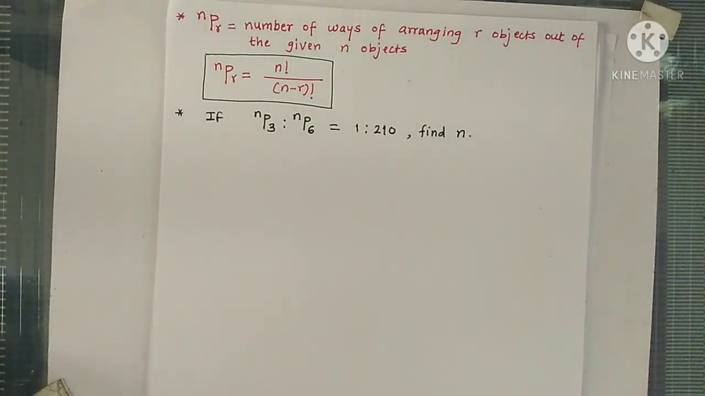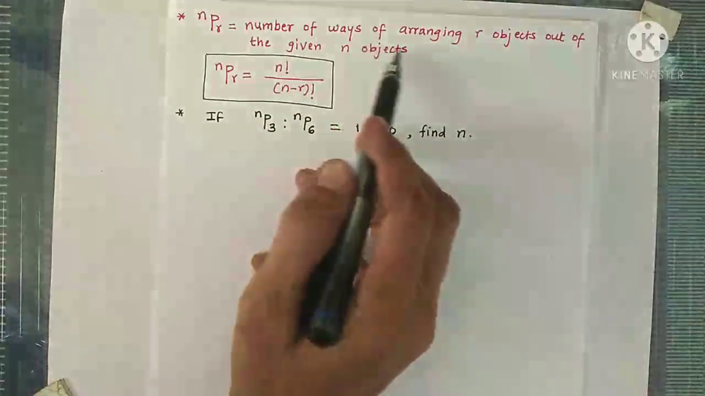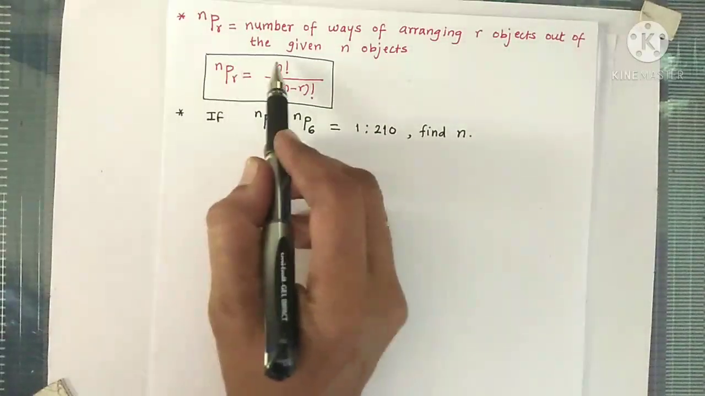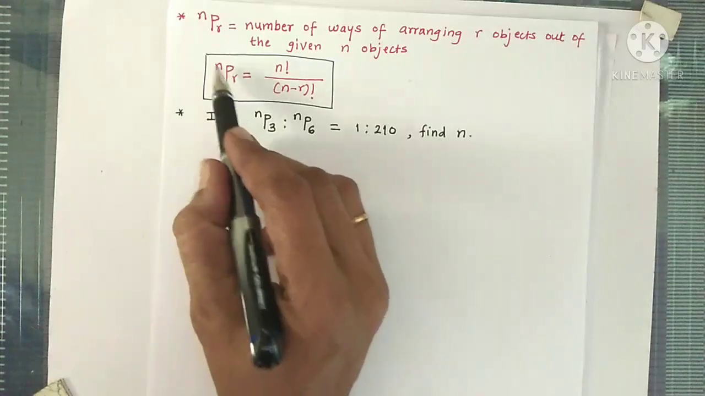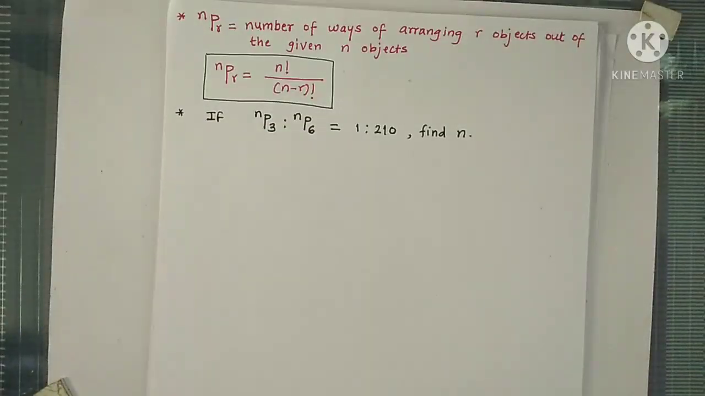In the last video we have seen the formula for nPr and the meaning of nPr. The meaning of nPr is the number of ways of arranging r objects out of the given n objects. And the formula for nPr is n factorial divided by the factorial of the difference of these two numbers, (n minus r) factorial. So using this formula, let's solve some questions.